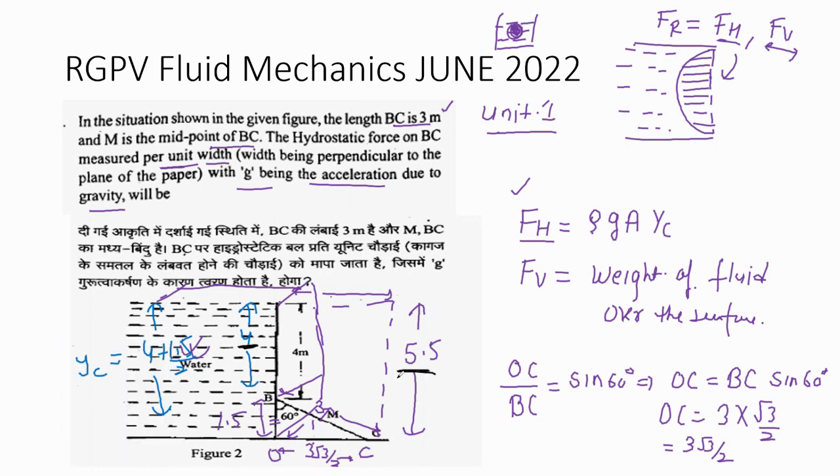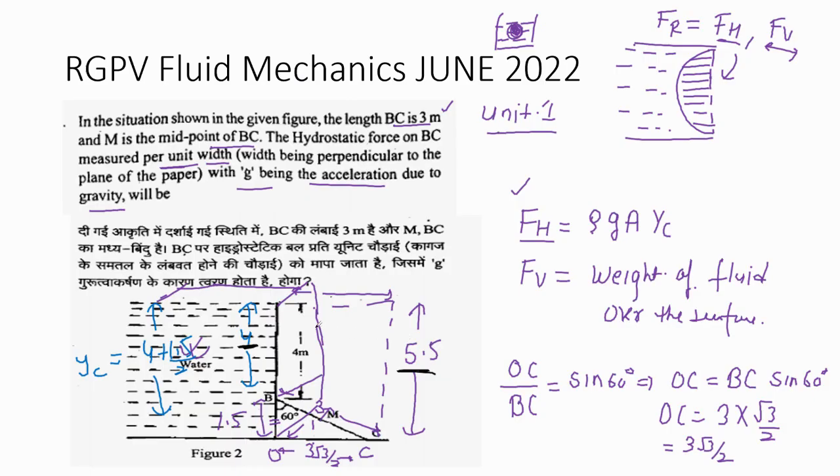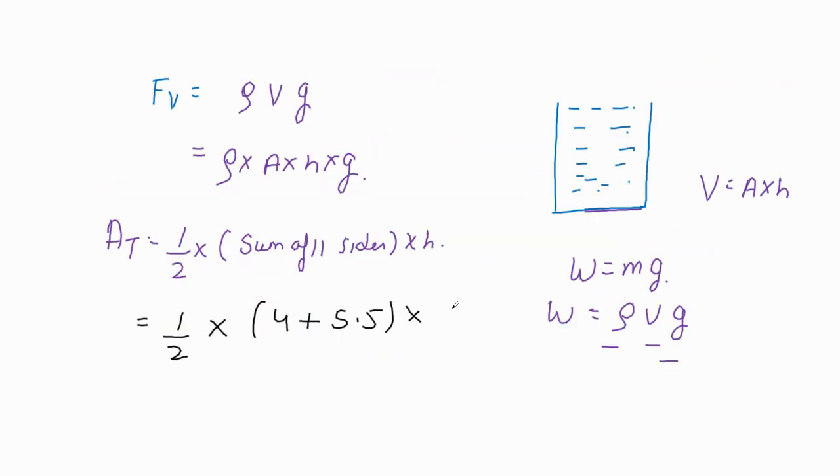So it will become 1 by 2 into the sum of parallel sides, 4 plus 5.5, into the height, which is 3 root 3 by 2. So you put it here. This is the area.